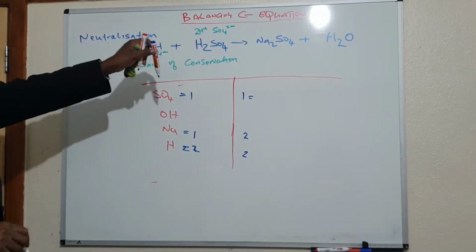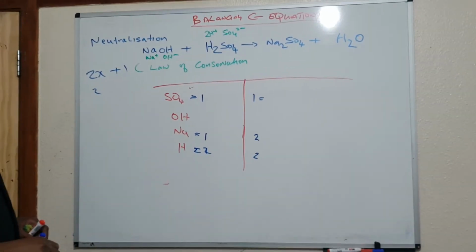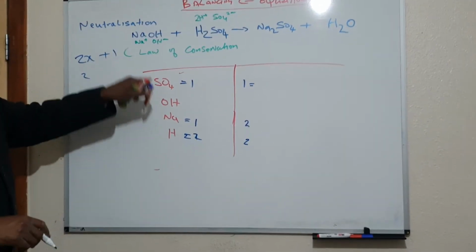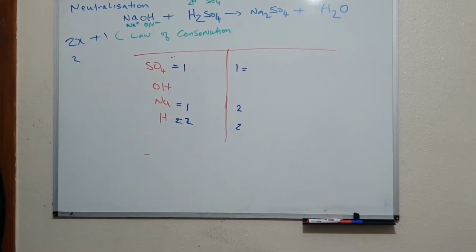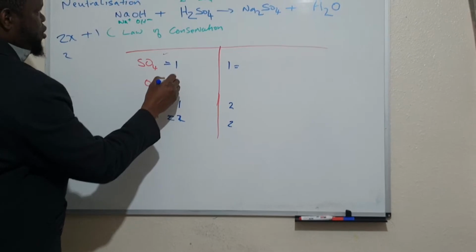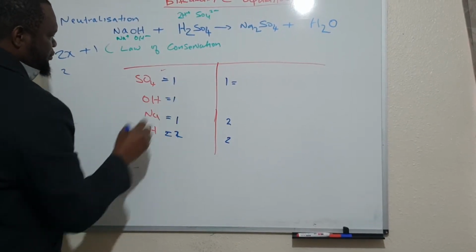Okay? So 2 minus 2 is 0. So don't break them off, leave them as they are. Do you get it? Now, OH means there's only one OH on this side.